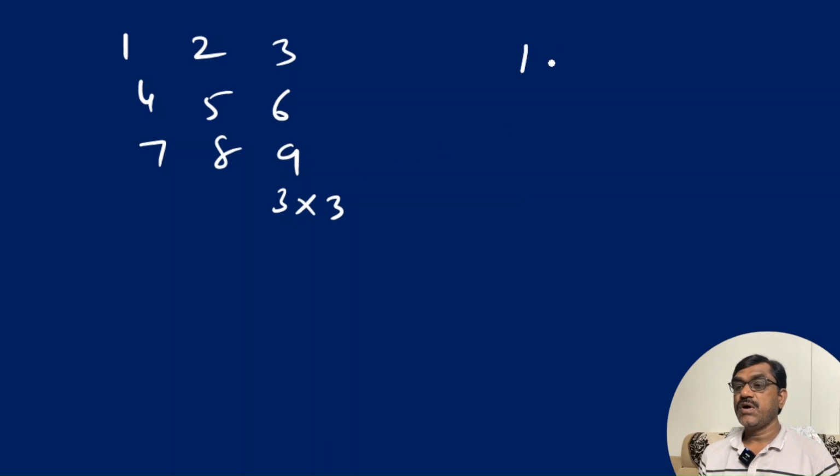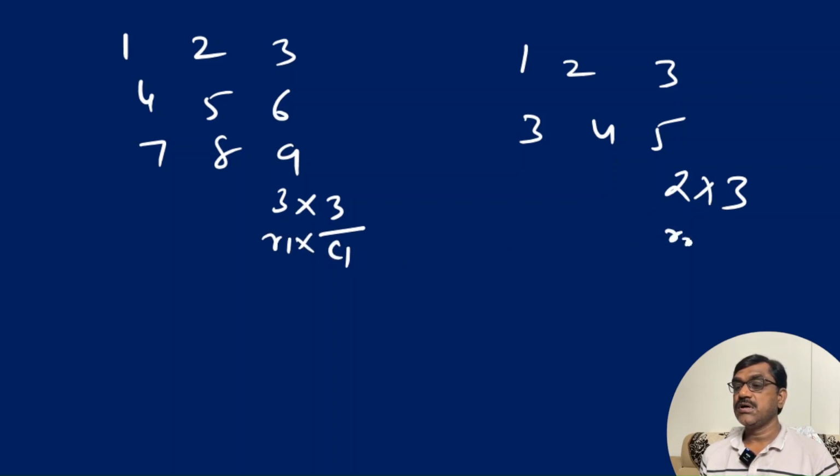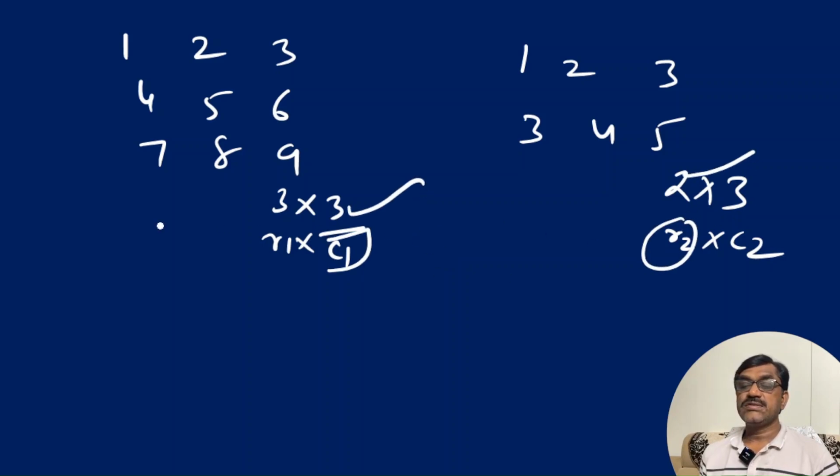So now here 1, 2, 3, 3, 4, 5. Here I am taking it as a 2 by 3 matrix. If you take this here, this is R1 into C1, and this is R2 into C2. Here C1 is 3 and R2 is 2. In this case, the matrix multiplication is not possible. That is a very, very important thing.